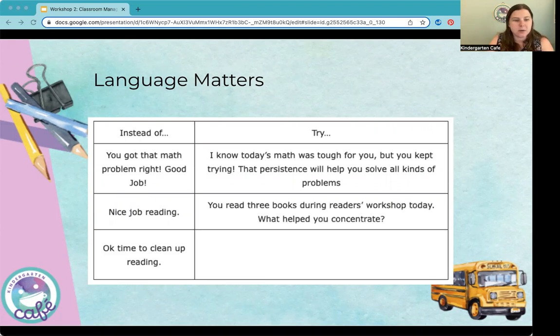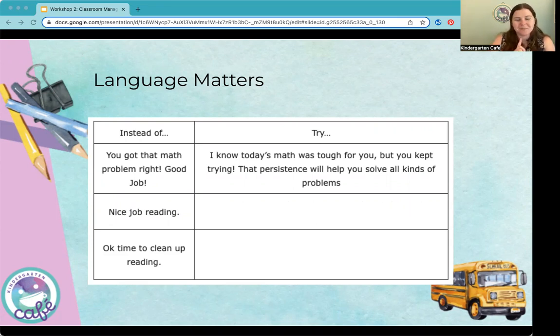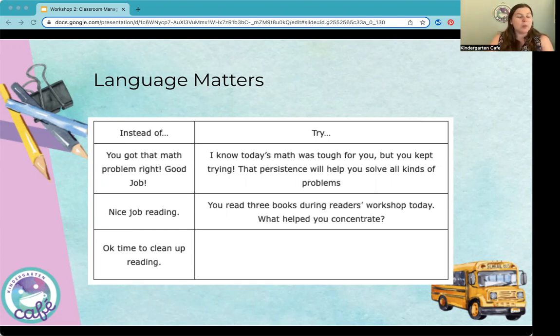Praises, sneak peek. Instead of saying nice job reading, you could say, you read 3 books during Reader's Workshop today. What helped you concentrate? So there's that asking a question to extend their thinking. It gives them a chance to reflect on their own progress and what helped them. And it's a place to build some of that relationship with them. But it's a great way to reinforce improvement. 3 books is so much better than last time. What helped you? Let's do more of that. Let's do that next time.